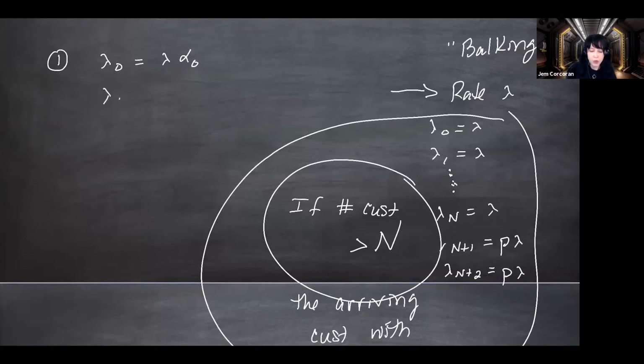And lambda 1 is, when there's 1 person in the system, at that instant, what is the rate of arrival? Well, it's a Poisson arrival rate, but when there's 1 person in the system, they are choosing to join only with probability alpha sub 1. So this is lambda times alpha sub 1.